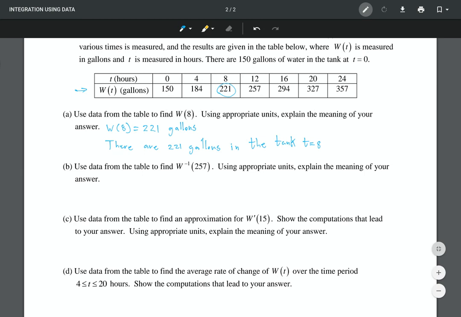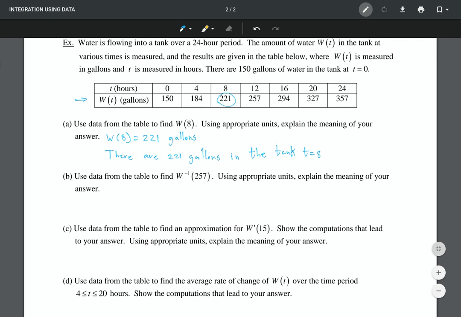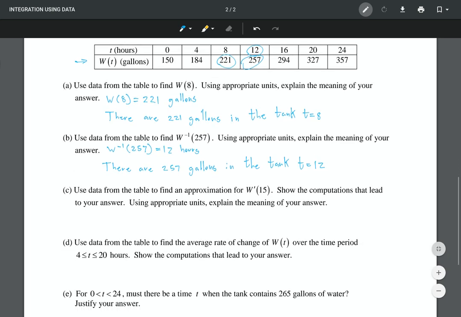Okay. Now on B, it says use the data from the table to find the inverse of 257 using a. And I actually don't foresee them asking you a question like that, but they could. Basically, this is the inverse at 257. So you basically have to look for 257, which is right here, and look at that number there. So this is 12. All right, so what are the units on that? Well, the units on this one are hours. Now, for the meaning, you don't have to go too crazy here. It's the same meaning as the last one. There are 257 gallons of water in the tank at t equals 12. Okay. That's it for that.